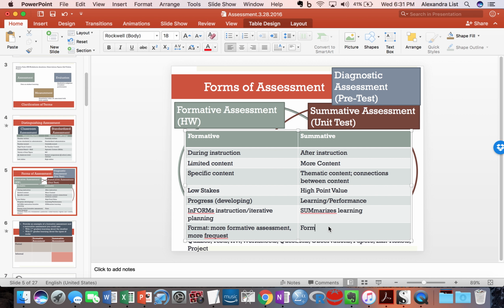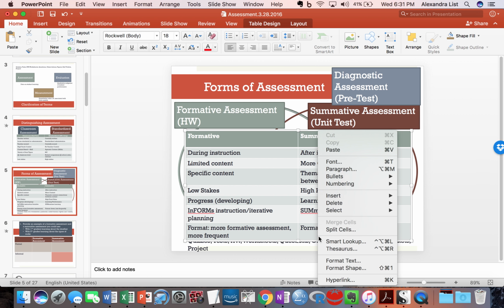Whereas when we're talking about summative assessment, you have fewer of them, again, because they're worth more points, and you tend to have them less frequently. And the other final contrast that I want to talk about is in terms of learner awareness.